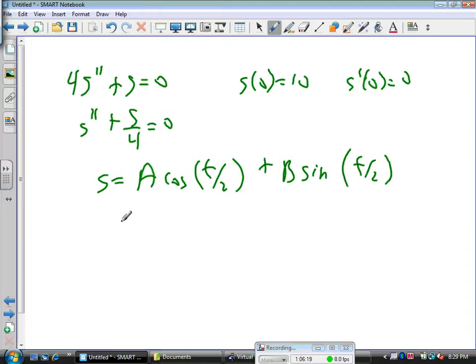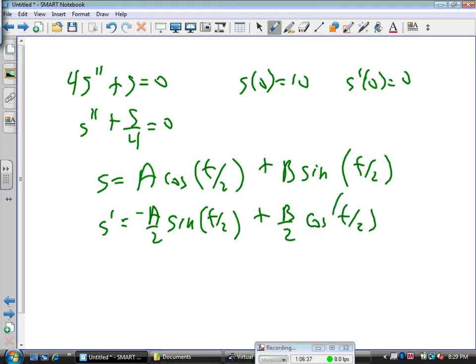Now, remember, for this, I need s prime. So what's s prime? Negative 1/2 of A sine t over 2 plus 1/2 of B cosine t over 2. All right, plug in for S.